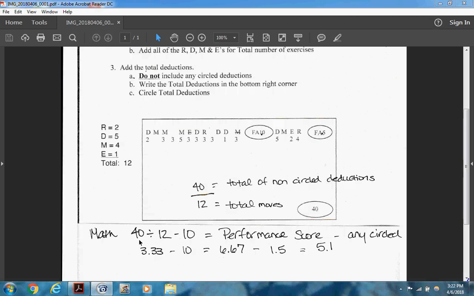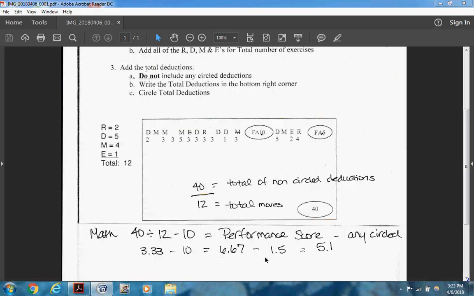In this case, that 40 divided by 12 is 3.33. We minus the 10, and we get 6.6666, whatever. Most judges are going to round up. I always have a conversation with your judge to say, do you want to round up? Do you want to round down? Do you want me to ask you before I do one or the other? But in this case, I just round up. So 3.33 minus 10 equals 6.67 for our performance score.